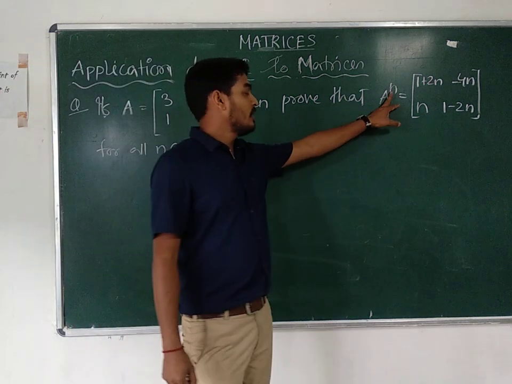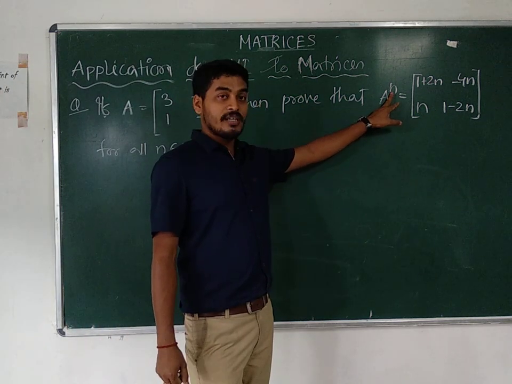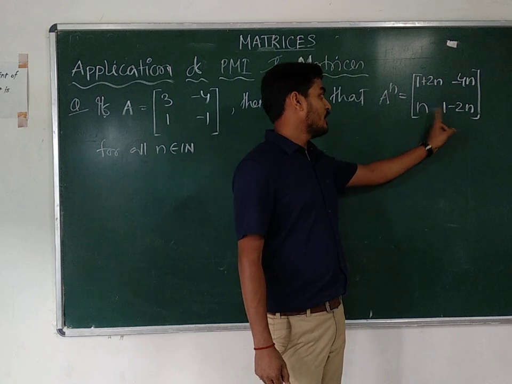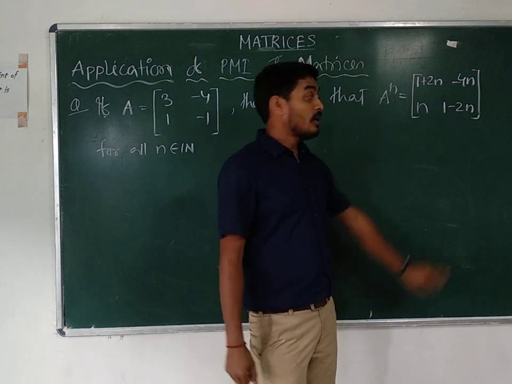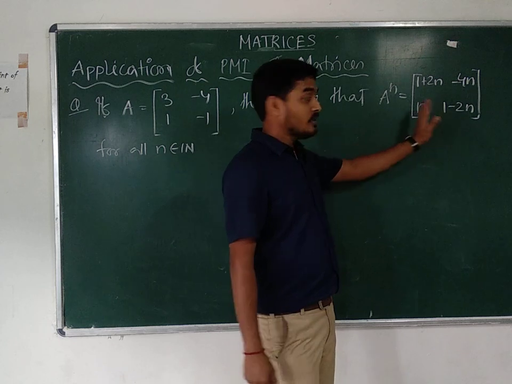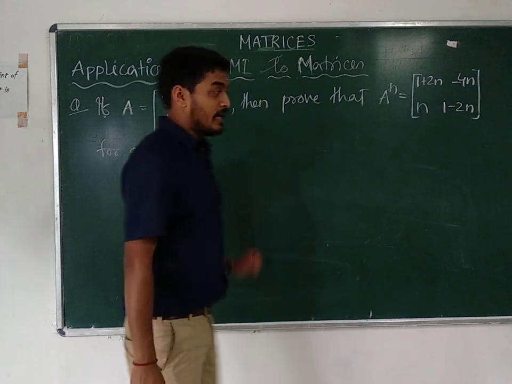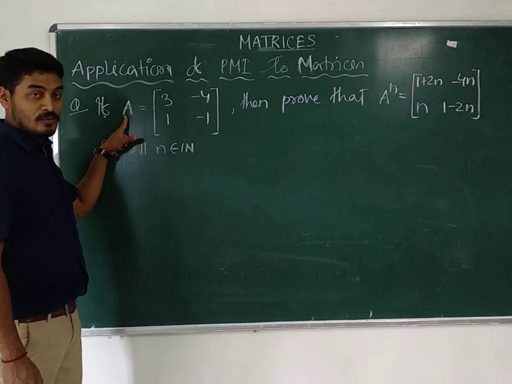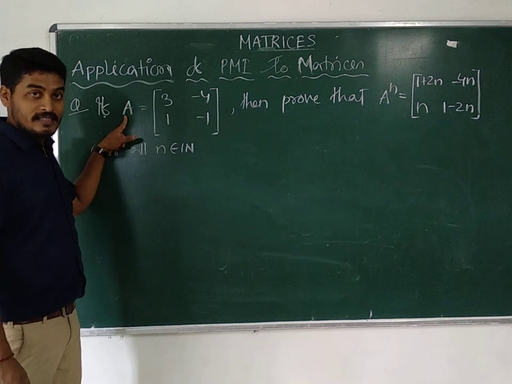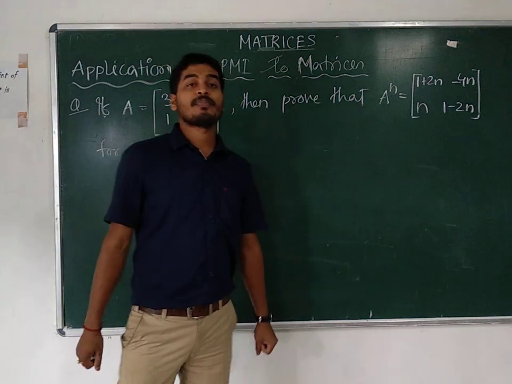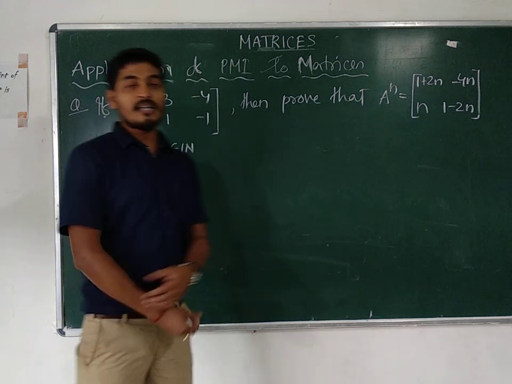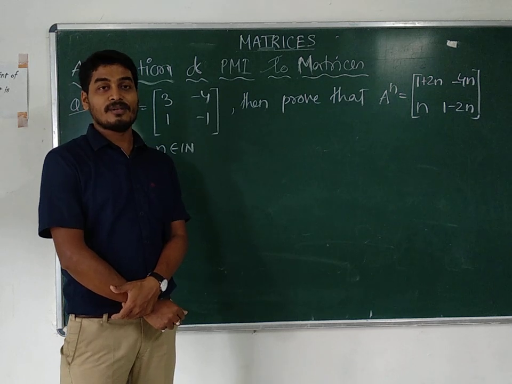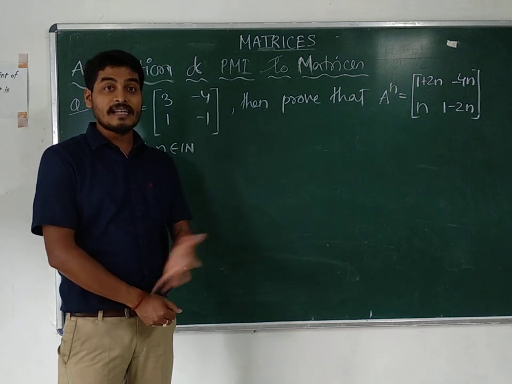Suppose for A cube, if I write n equal to 3, then the right hand side will be [1+6, -4 into 3; 3, 1-2 into 3], like that. Whatever matrix you get by cubing A, that is A into A into A, is exactly equal to that one. It is not possible for us to prove it for each and every natural number. In that case, we will try to apply the principle of mathematical induction. We will try to generalize.